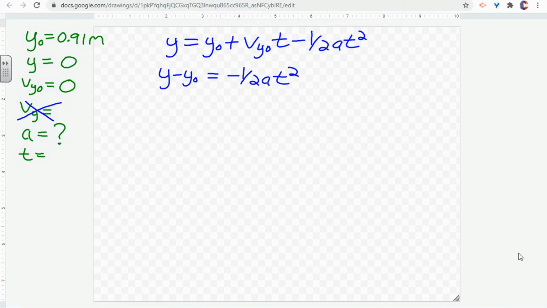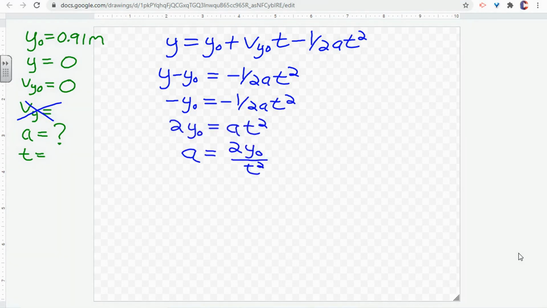So I know that the Vy naught times t is 0 because my initial y velocity is 0. So 0 times t gives me 0. I also know that my initial height is 0.91 and my final height is 0. So I'm going to change that to negative y naught equals negative 1/2 at squared. And I'm going to multiply both sides by negative 2. And then I can solve for my acceleration.